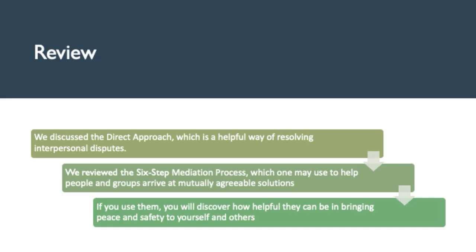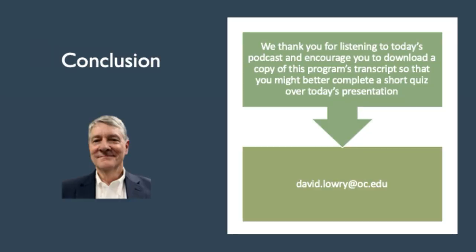We are now concluding this unit on peacemaking processes that work. We've discussed the direct approach, which is a helpful way of resolving interpersonal disputes, and the six-step mediation process, which one may use to help people in groups arrive at mutually agreeable solutions. We hope you found these approaches helpful. If you use them, you will discover how helpful they can be in bringing peace and safety to yourself and others.